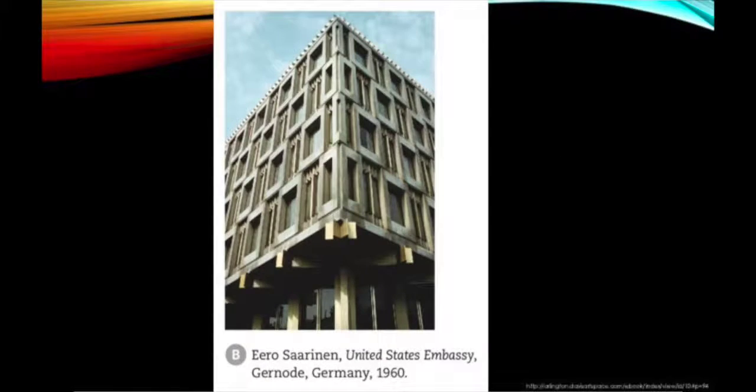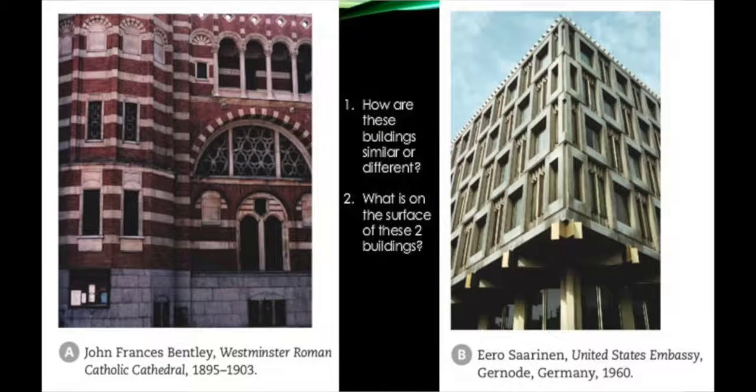Today's architects often use smooth materials such as concrete, glass, and steel. I'm sure you can think of many other materials. In this picture, notice the patterns created by repeating rectangles. In your notes, I'd like you to make a list of the similarities and differences between the first picture and the second picture. Think about what you see on the surface of these buildings.